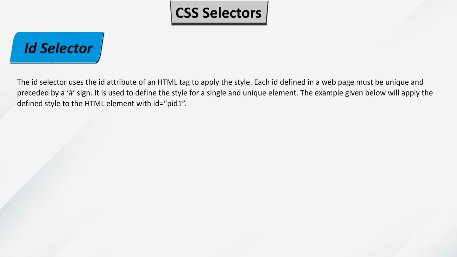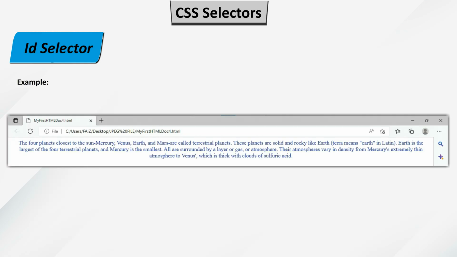ID selector. The ID selector uses the ID attribute of an HTML tag to apply the style. Each ID defined in a web page must be unique and preceded by a hash sign. It is used to define the style for a single and unique element. The example given below will apply the defined style to the HTML element with ID equals "p-id-1". Example. Output.